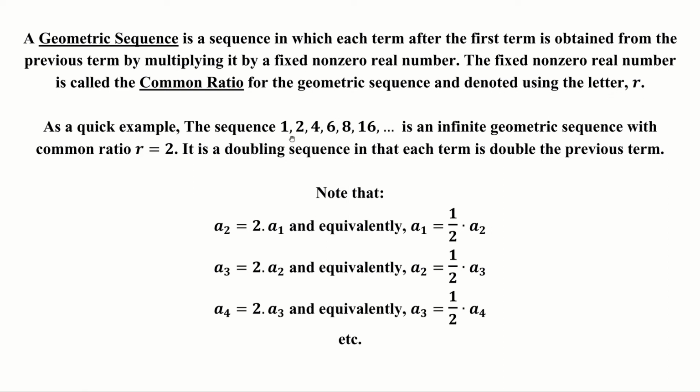As a quick example, the sequence 1, 2, 4, 8, 16, etc. is an infinite geometric sequence with common ratio equals 2. It is a doubling sequence in that each term is double the previous term. Note that a2 can be obtained by multiplying 2 by a1, or equivalently, a1 can be obtained by multiplying a2 by a half. a3 is 2 times a2, which means a2 is 1/2 a3. a4 is 2 times a3, which means a3 is 1/2 of a4, etc. And this pattern, of course, continues indefinitely for an infinite sequence.